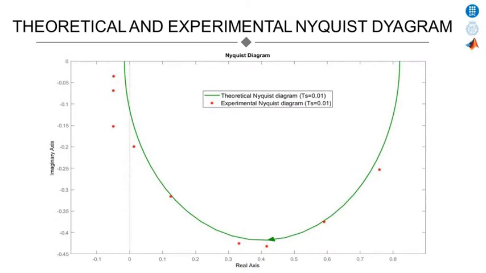Once the experiment has been made for different frequencies, we can see how the experimental Nyquist diagram resembles the theoretical one. The small differences come from the measurement errors and non-modeled dynamics.